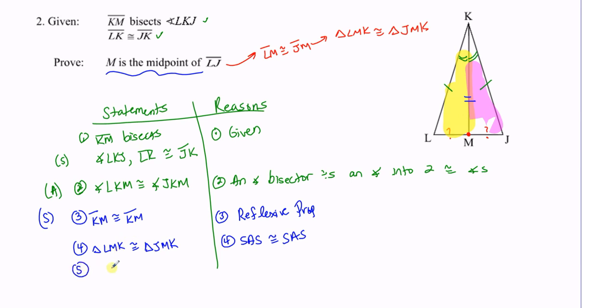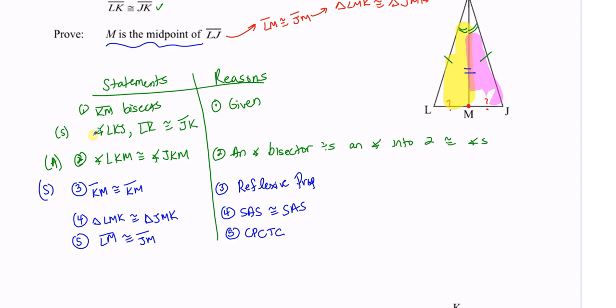Then in step 5, if we know triangles are congruent, we know that each pair of their corresponding sides and each pair of their corresponding angles also have to be congruent. That's what we abbreviate with CPCTC. Corresponding parts of congruent triangles are congruent. And then once we know LM and JM are congruent, notice how I'm marking that in with a separate number of dashes. Then we can finally say M must be the midpoint of LJ, just like we wanted to prove.